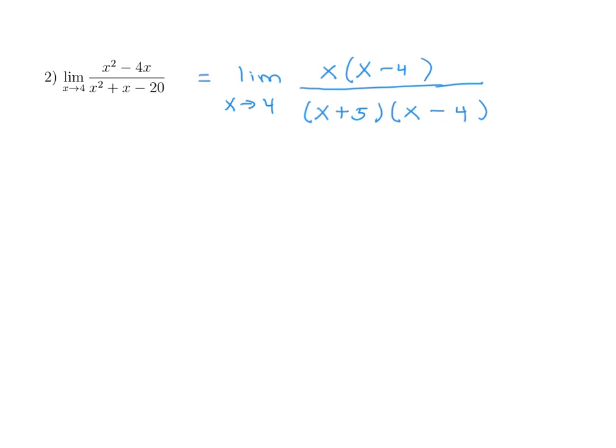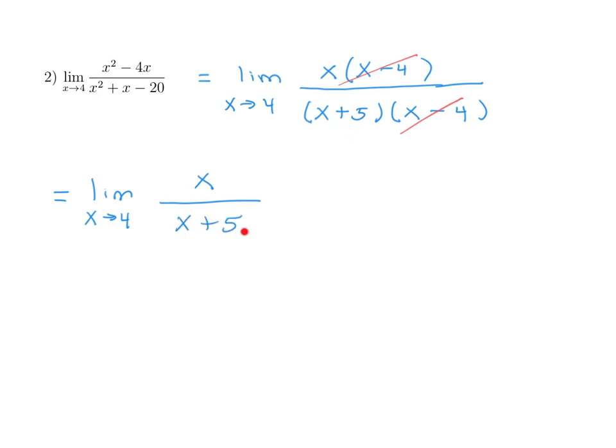Before moving on, direct substitution did not work because when you put 4 in place of all the x's, you get 0 divided by 0. I was expecting there to be an x minus 4 that I could factor out in both the numerator and denominator. Notice that this 4 put in place of those two x's creates a 0 over 0. That being said, I'm now going to cancel this and this. In the limit as x approaches 4, this is still equal to x in the top and x plus 5 in the bottom.